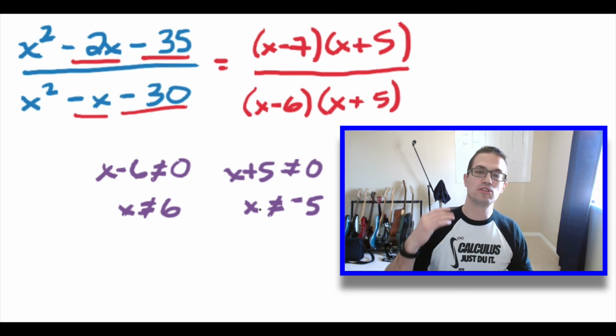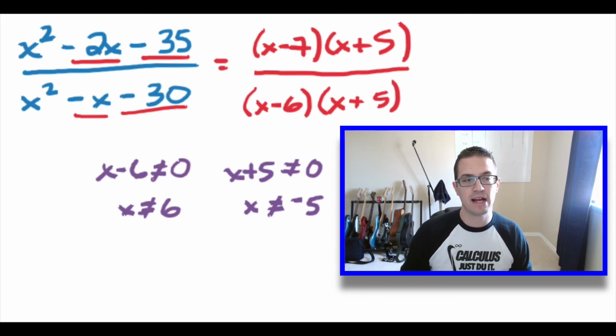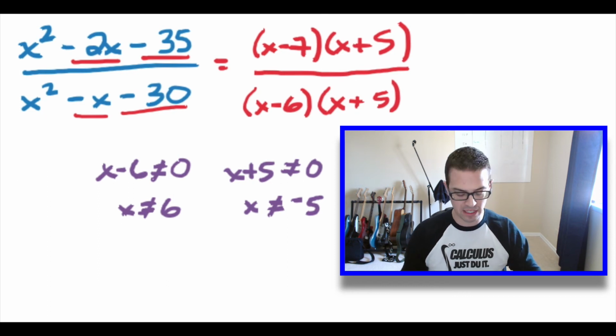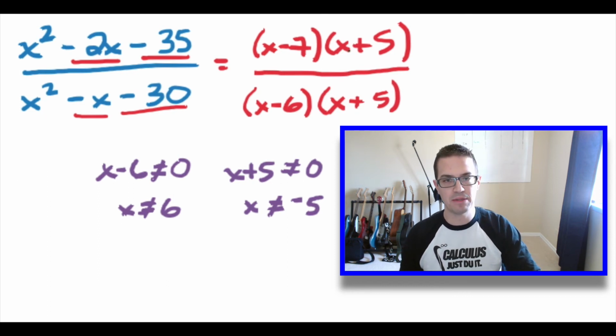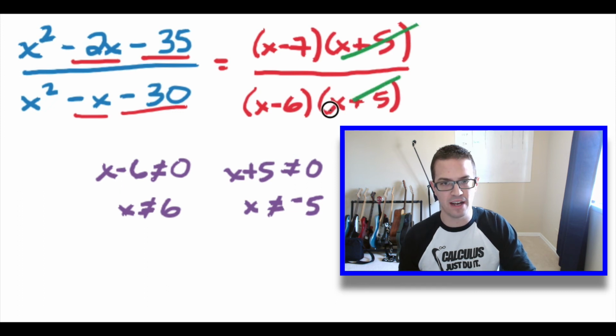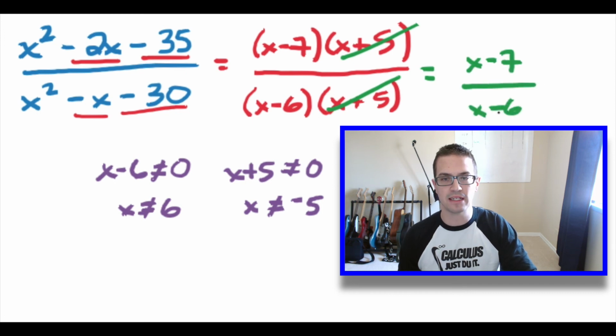However, we're also supposed to simplify this rational expression. In order to do that, we have to cancel out any common terms that they have on the top and the bottom. In this case, it's this x plus 5 and x plus 5 right here. So your simplified answer would be x minus 7 over x minus 6. This would be the simplified answer in green.